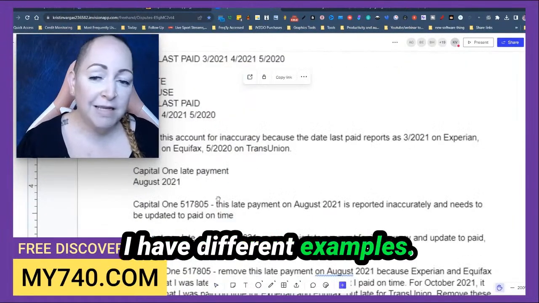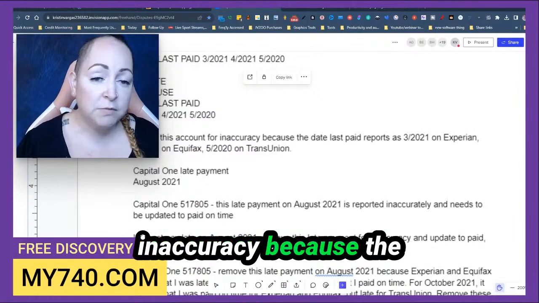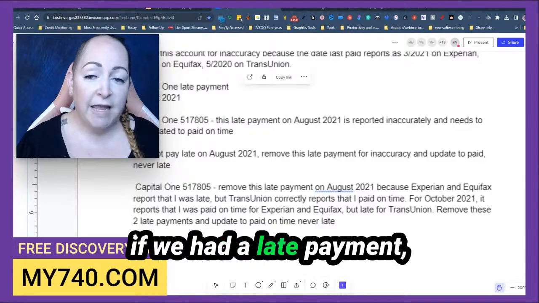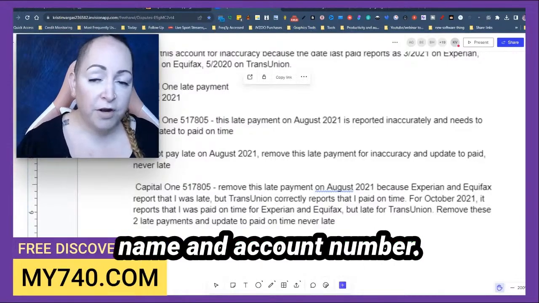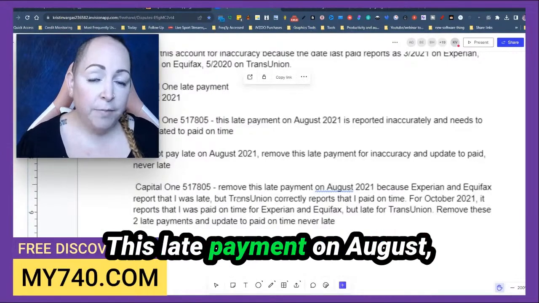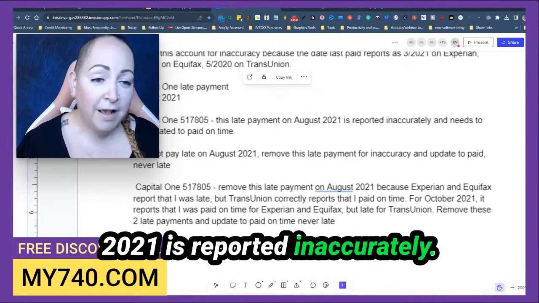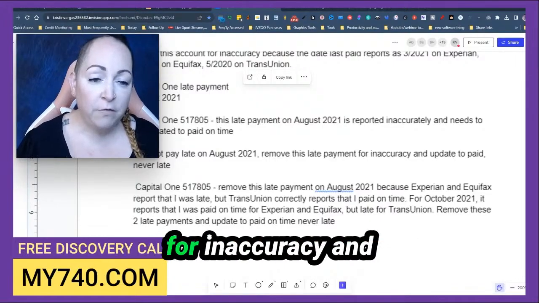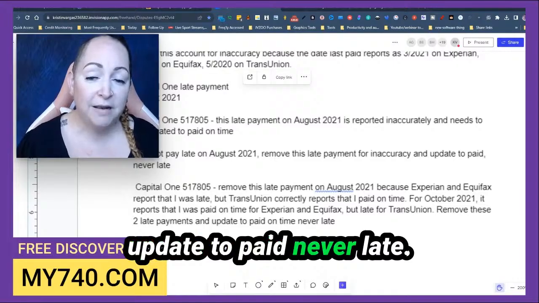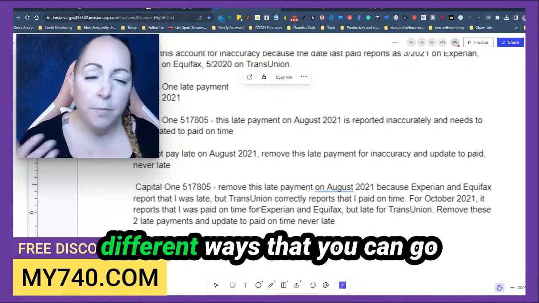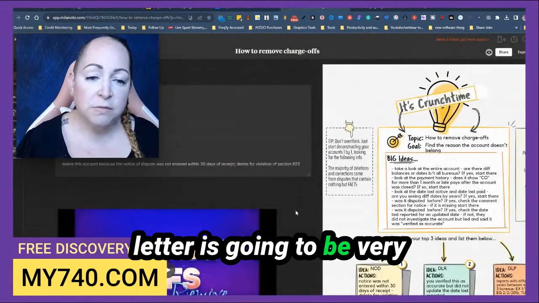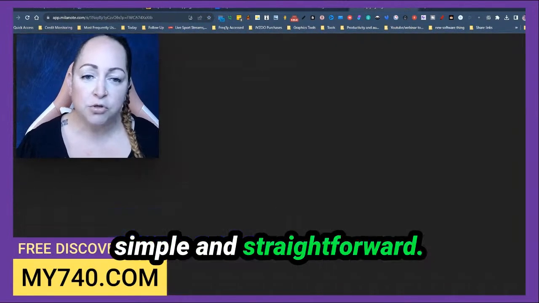I have different examples. Delete this account for inaccuracy because the date last paid reports and the date and the bureaus. If we had a late payment, we would say the creditor name and account number. This late payment on August 1 is reported inaccurately and needs to be updated to paid on time. Or I did not pay late, remove this late payment for inaccuracy and update to paid never late. So you have a couple of different ways that you can go about this, but your dispute letter is going to be very simple and straightforward.